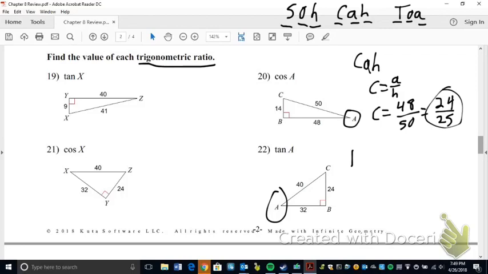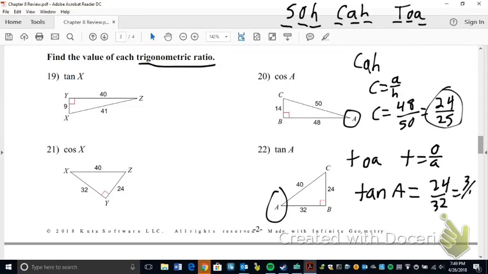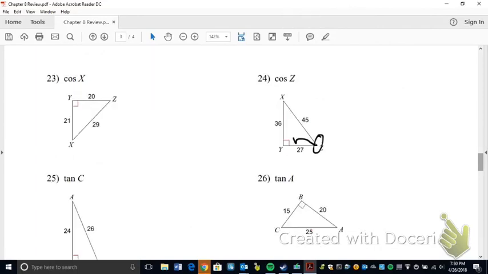So, tangent of A. Tangent is opposite over adjacent. So the tangent of A is opposite over adjacent. Opposite is 24. Adjacent is 32. Both are divisible by 8, and we get 3 over 4. So the tangent of A is 3 over 4. Yay! Moving on. Cosine of Z. Adjacent over hypotenuse. 27 over 45. Divide both by 9. We get 3 over 5.